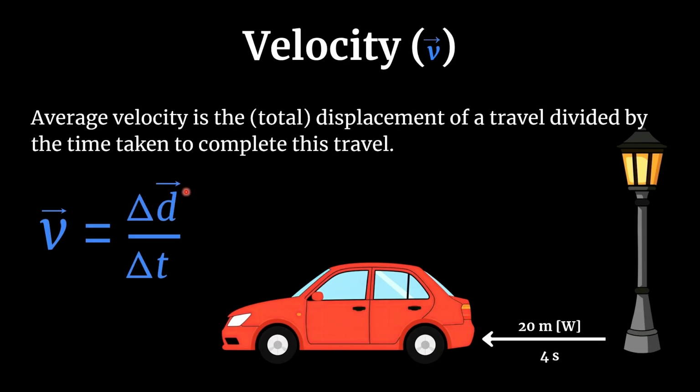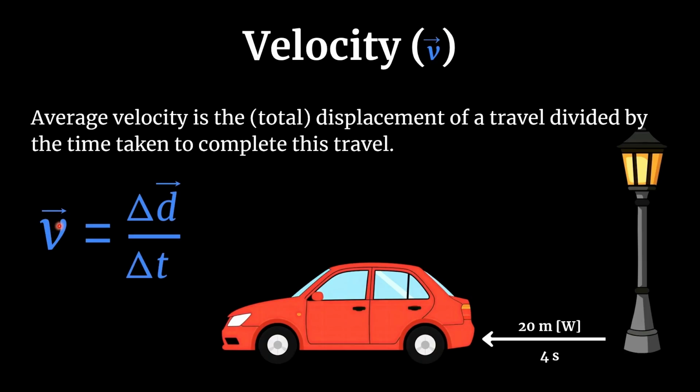We also defined displacement as the change in position of an object. Now, velocity can be calculated by taking the displacement of an object and then dividing it by the time taken for this displacement to occur. Now, since displacement is a vector and time is a scalar, then velocity is also a vector.